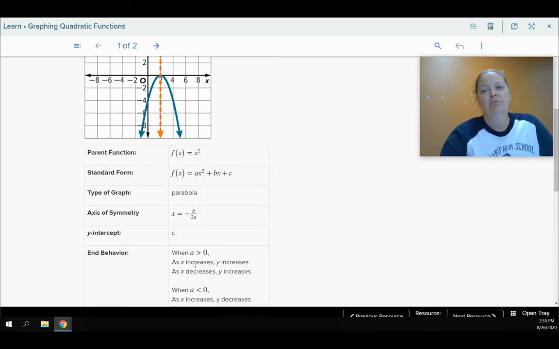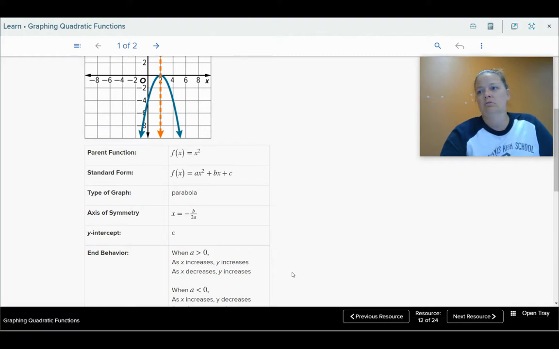The end behavior, whenever a is greater than 0, right? So if this is the numbers 1 to infinity, as x increases, y increases, and as x decreases, y increases, right? Because that means that it's opening up. I was going to show you, but my pen's not working. So just trust me, it opens up.